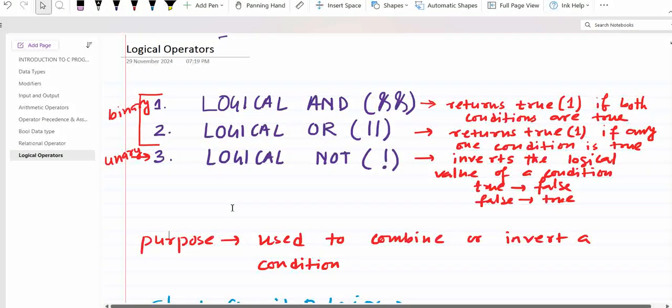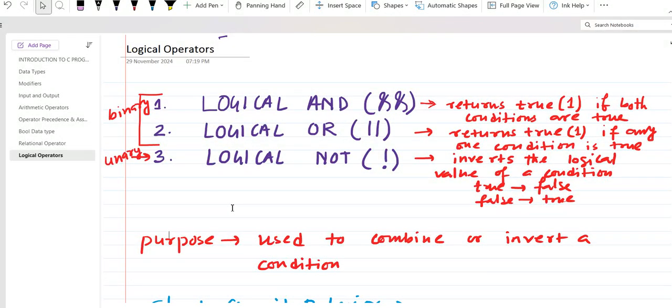We are continuing with our C programming lecture series. Last lecture we discussed the relational operator working process, followed by operator precedence and associativity with arithmetic operators. I hope you liked that part. This lecture I am going to discuss another set of operators, that is logical operators.